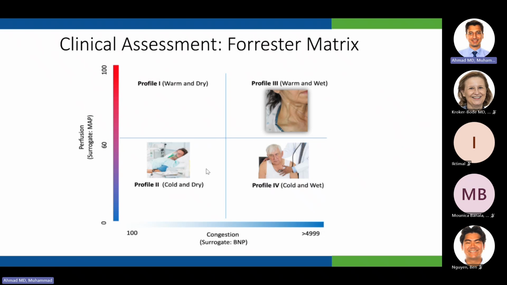The profile two is a patient who is the classic cardiogenic shock, right? They're cold because their perfusion is low, and they're dry because they're not congested right now. So those patients, again, are pretty easy to recognize, and we'll see how you work through that with some examples. Profile four is actually an extremely sick patient.